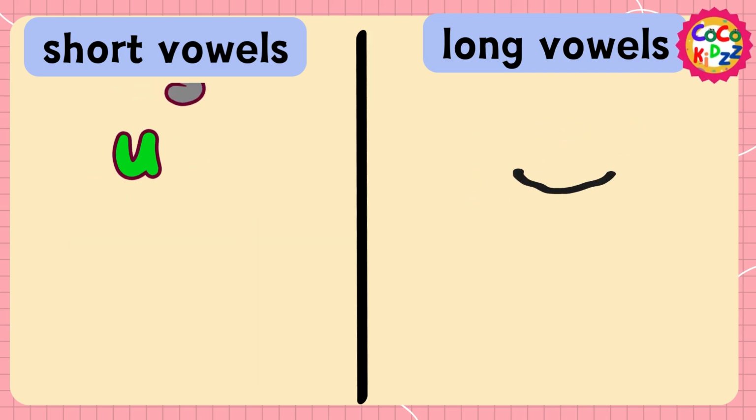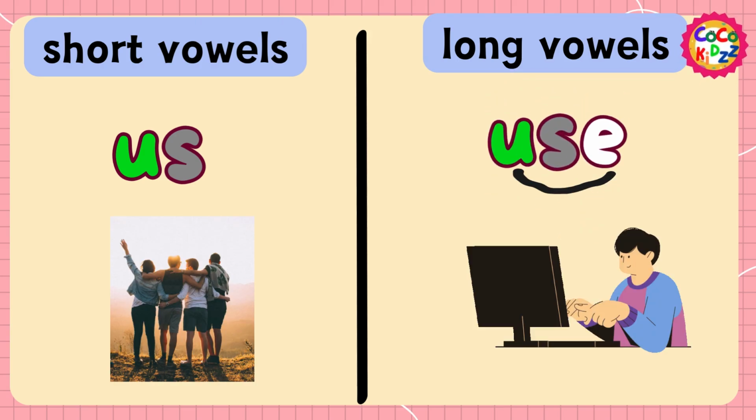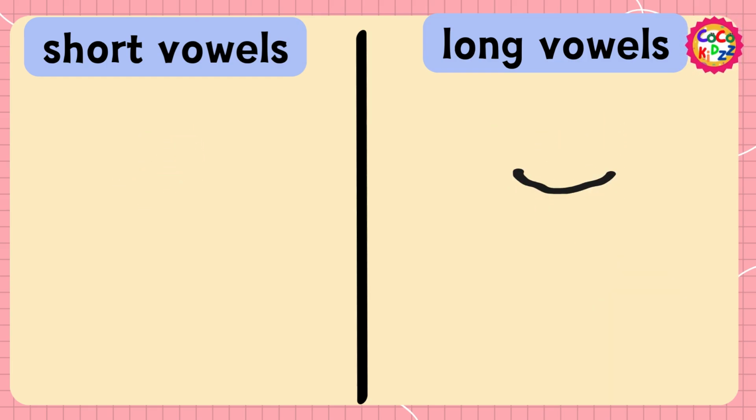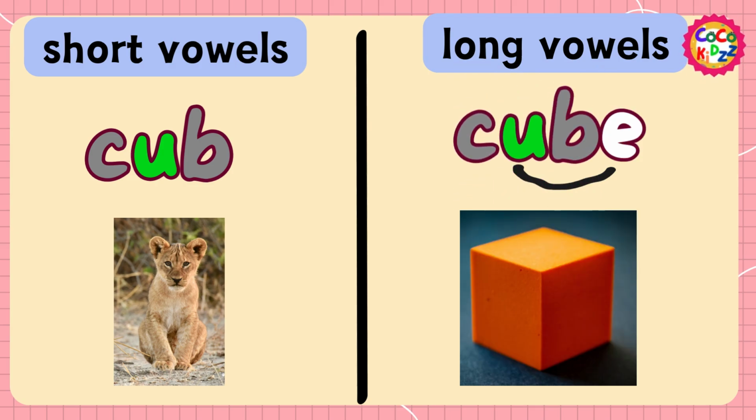Short vowel u, s, us. Long vowel u, s, e, use. Short vowel c, u, b, cub. Long vowel c, u, b, e, cube.